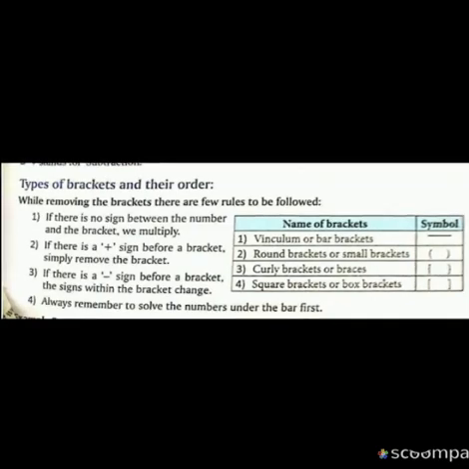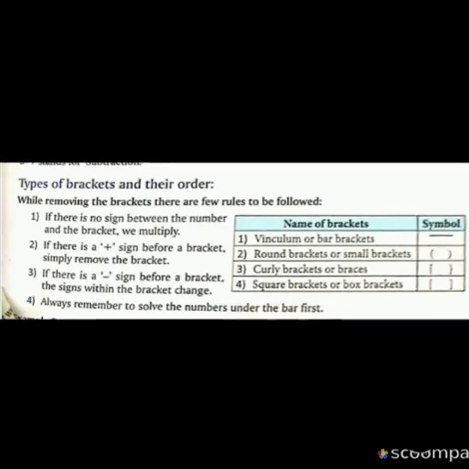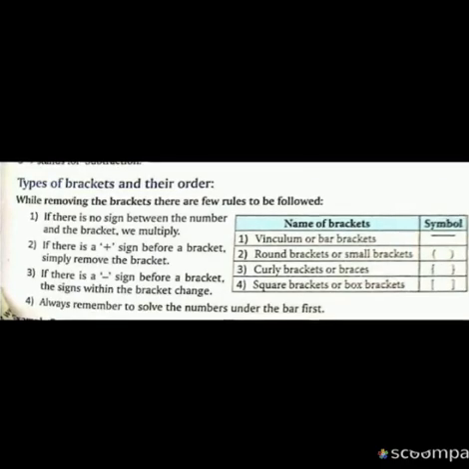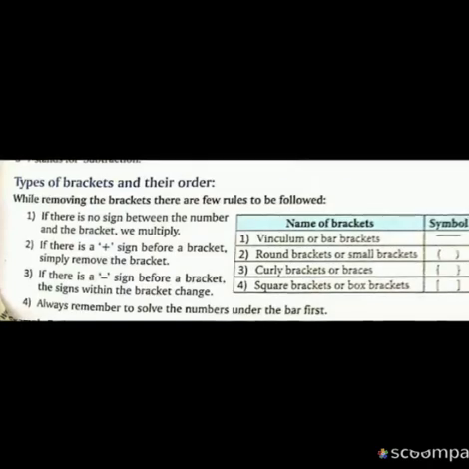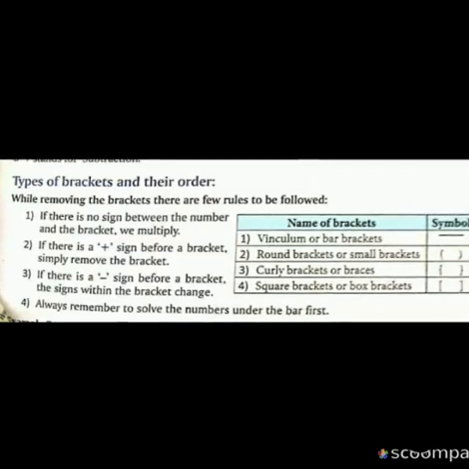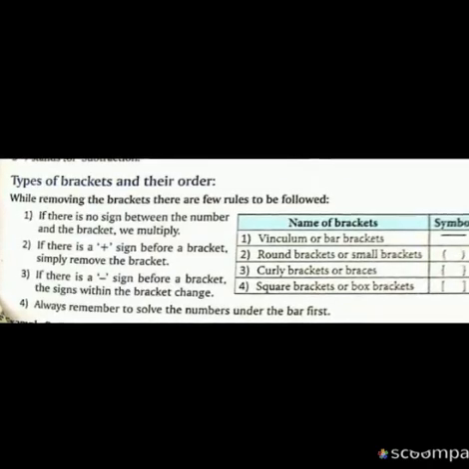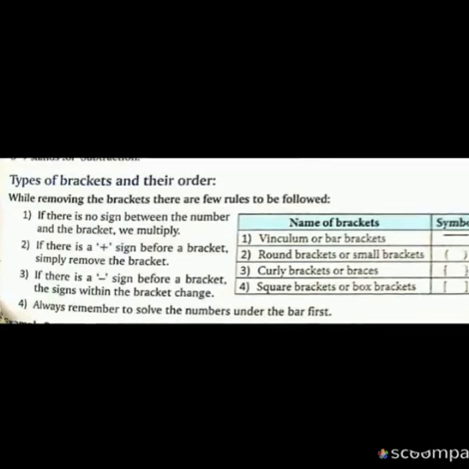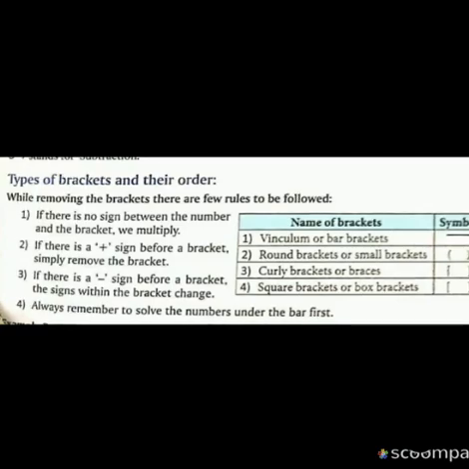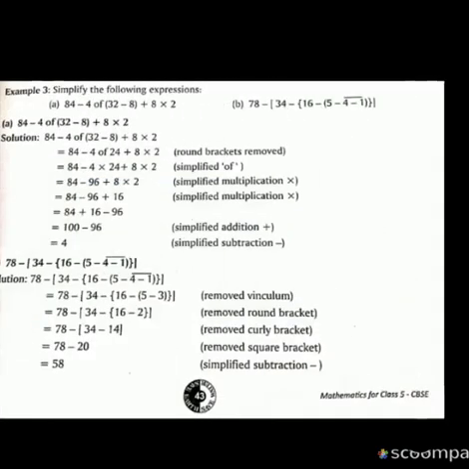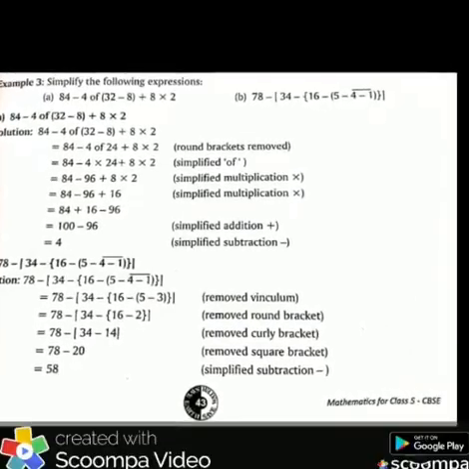First rule is if there is no sign between the number and the bracket, you need to multiply those numbers. Next is if there is a plus sign before a bracket, simply remove the bracket. And if there is a minus sign before a bracket, the signs within the brackets will change. Fourth one is always remember to solve the number under the bar first. So let us discuss this in detail.